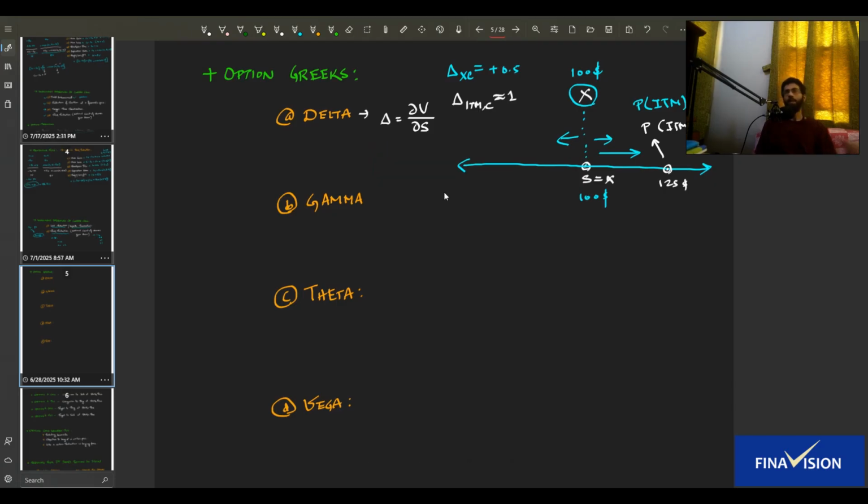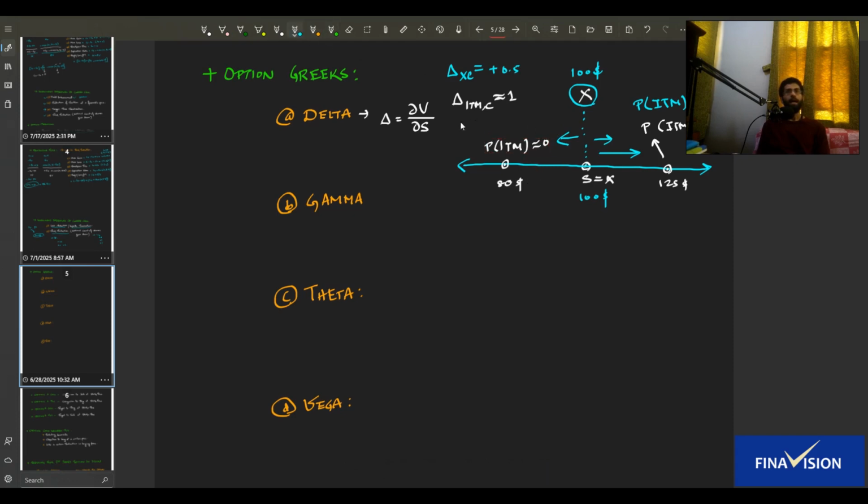Now let us take an opposite scenario. Let's say the price has gone down and it has gone down to $80. Now what is the probability that this will end in the money? The probability has come much closer to 0, friends. Probability of in the money for this call option is much closer to 0, and that is exactly how the delta also behaves.